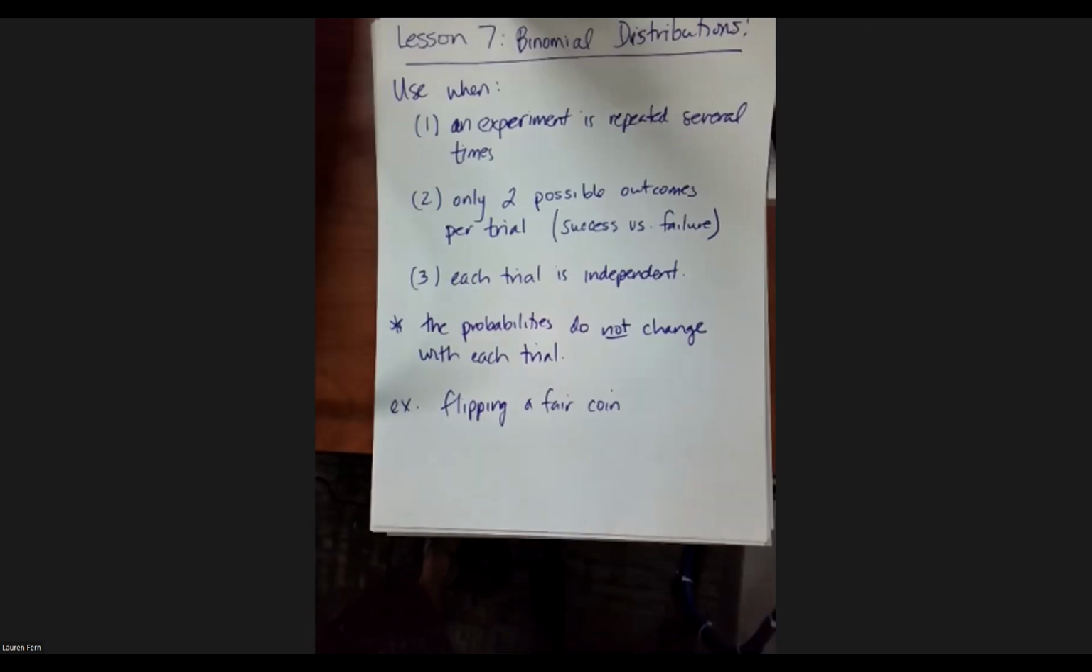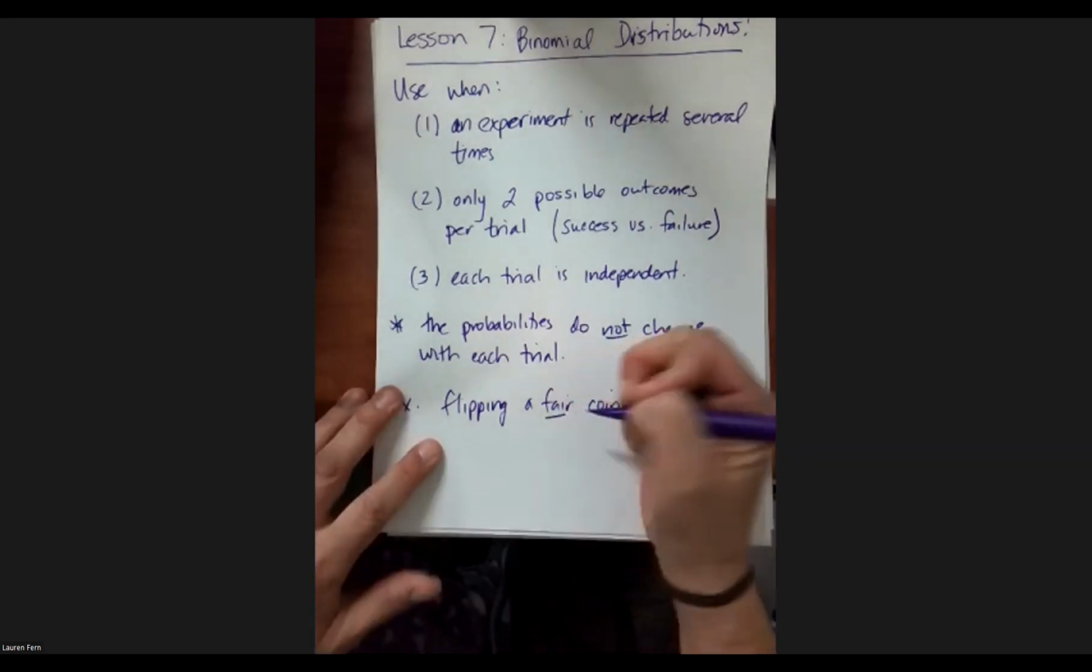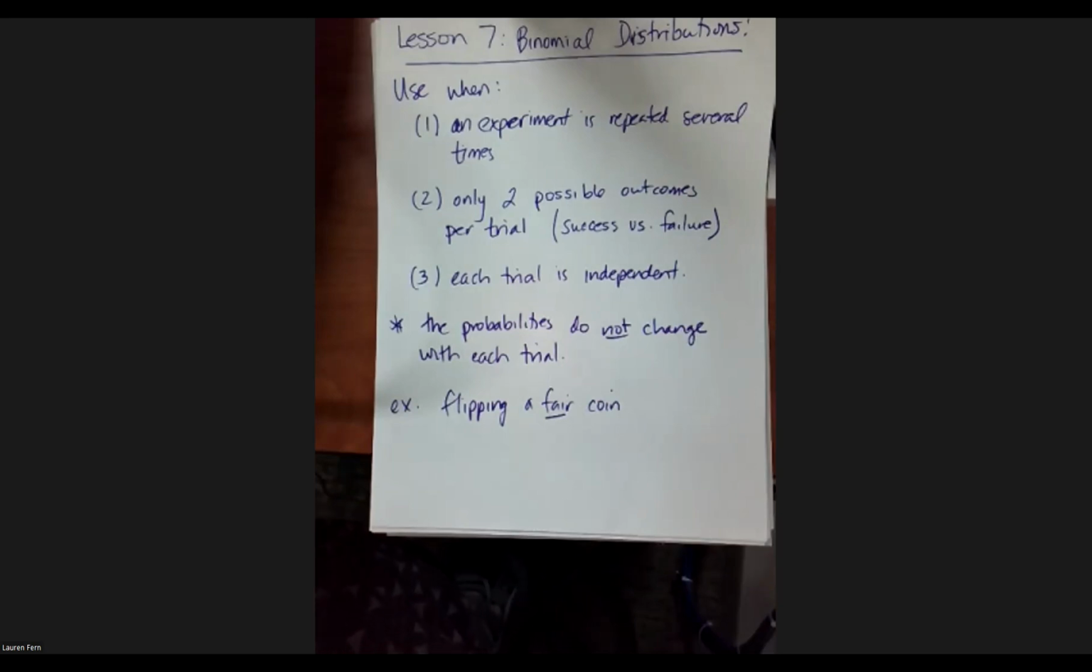Anyway, flipping a fair coin is a classic example of a binomial distribution. Okay, why? Because you can flip it many times, right? You can repeat that experiment. Literally here, there's only two possible outcomes, heads or tails. And each trial is independent. Again, we're assuming it's a fair coin. So what your coin lands on one flip is independent as to what happens on the next one. Does that make sense to everybody?